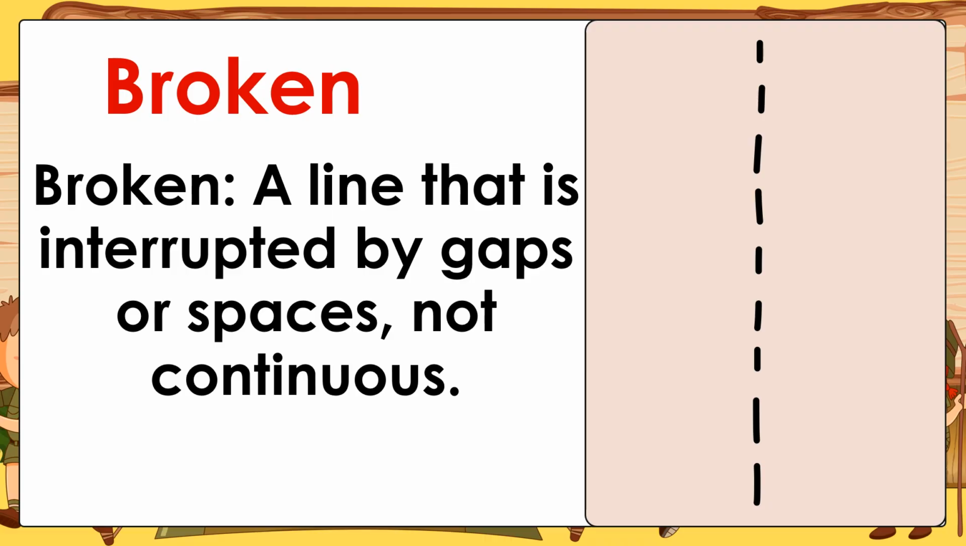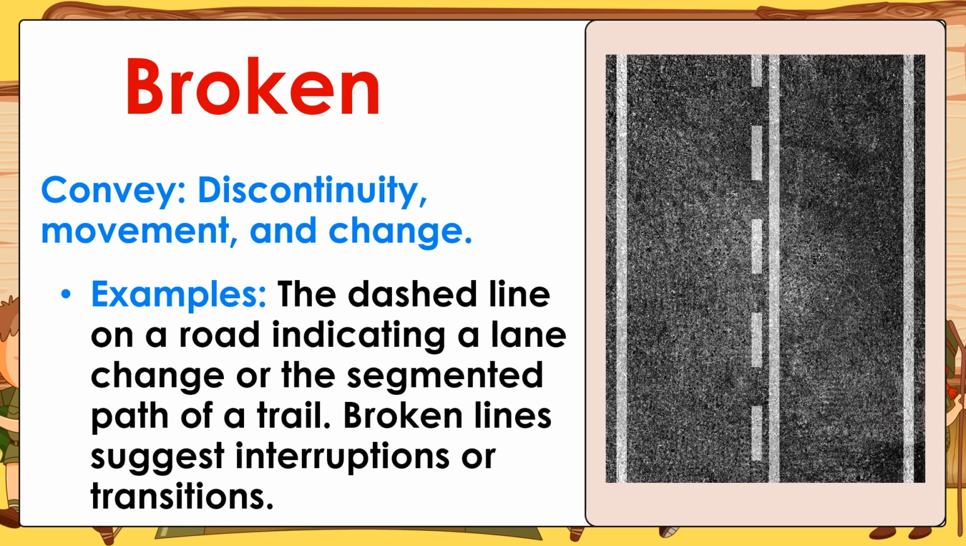Broken. A line that is interrupted by gaps or spaces, not continuous. Broken conveys discontinuity, movement, and change. Examples: the dashed lines on a road indicating a lane change or the segmented path of a trail. Broken lines suggest interruptions or transitions.